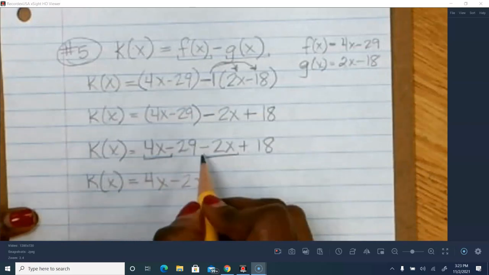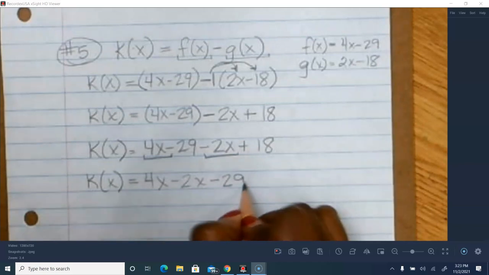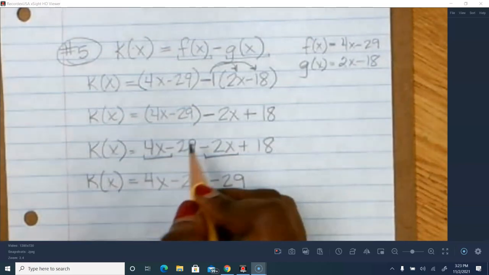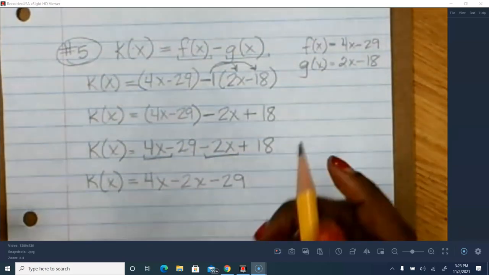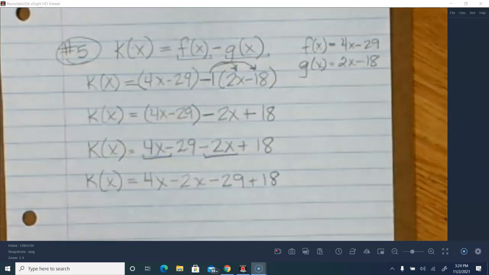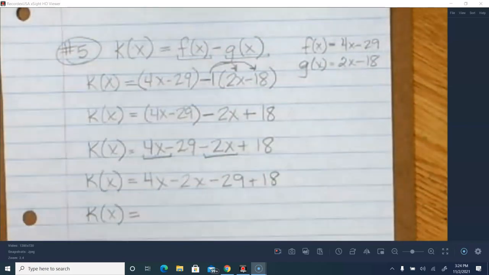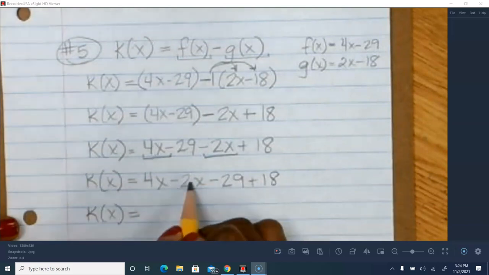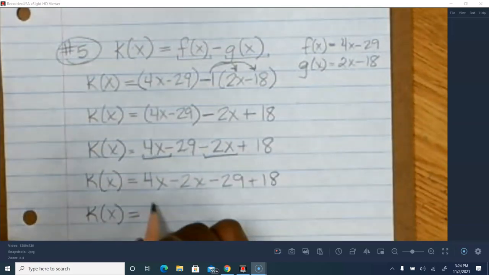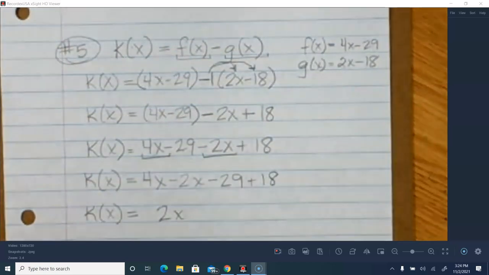So now I have a 29, but I'm not going to put a positive 29. I'm going to put a negative 29 because this 29 has a minus in front of it. So if I read that term by itself, it's a negative 29. And I'm going to put that with the positive 18. So now we have k of x is equal to 4 minus 2. Well, 4 take away 2 is 2. So 4x minus 2x is 2x. Don't forget that variable. Let's be precise. Let's make sure that we carry all parts of that term.